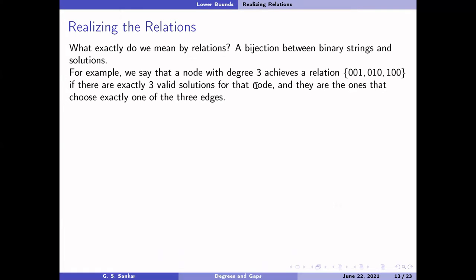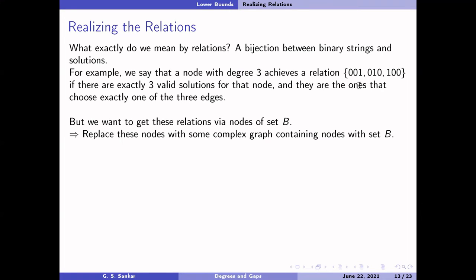So now we need to somehow encode those relations, right? And we can do that through a process that we'll call realization. For that, what exactly do we mean by relation? We mean that it's a bijection between binary strings of a relation and solutions of a graph. For example, we say that a node with degree 3 achieves this relation if the only valid solutions are the ones that choose exactly one of the 3 edges, right?